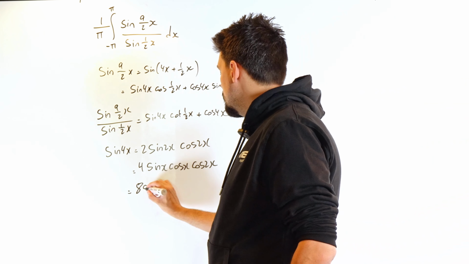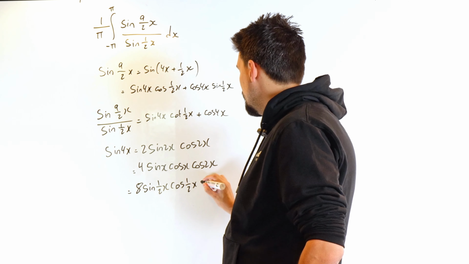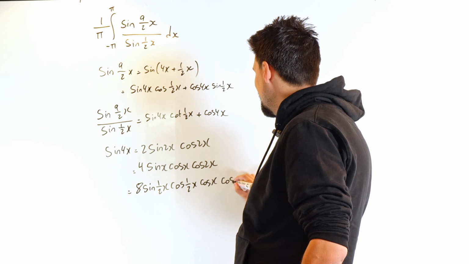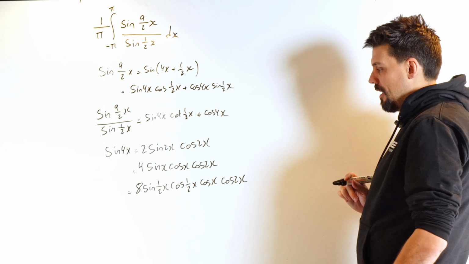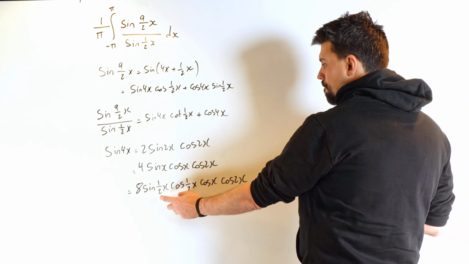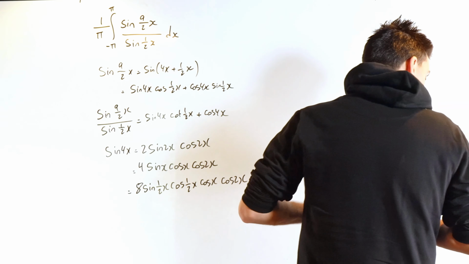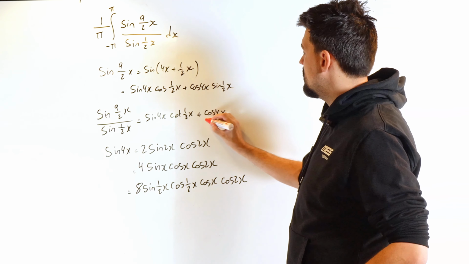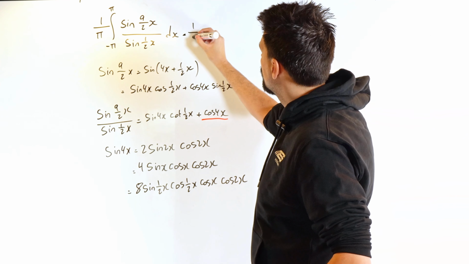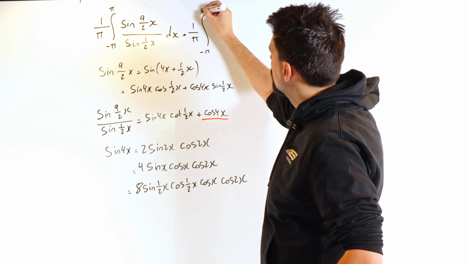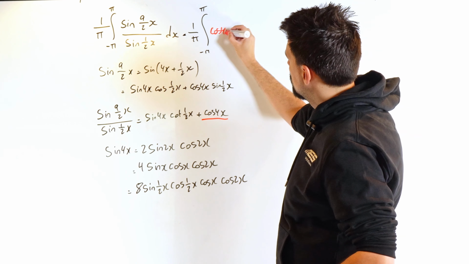So this is 8 sine half x cos half x cos x cos 2x. We're getting this really funky sequence going on here. But now I've got what I need. So bear in mind, we're going to be jumping around a little bit. We've got this locked in, so I can already pop it in here. And I'm just going to leave it for now, so I don't have to worry about it too much. Okay.